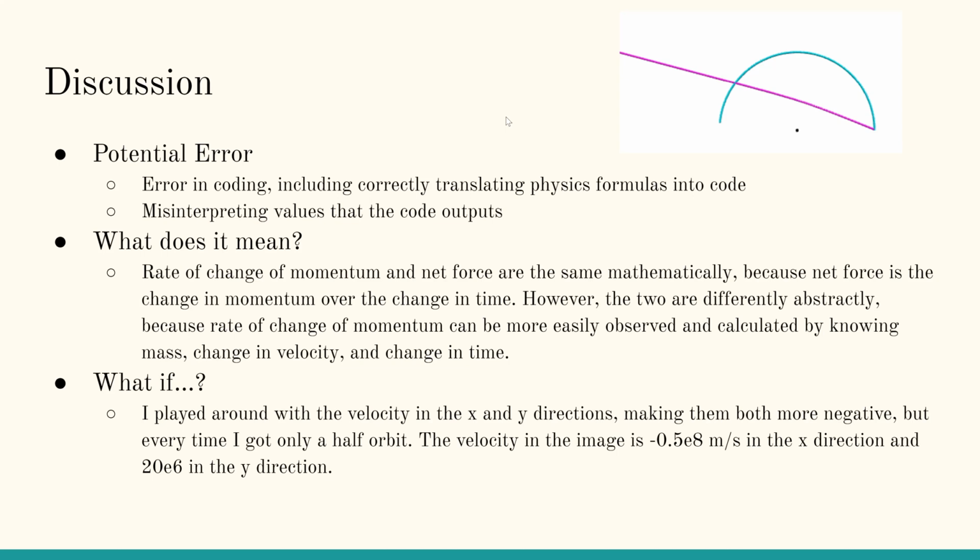And then what if I played around with the velocity in the X and Y directions and made them both more negative, trying to orbit the black hole? All I was really changing was the trajectory of the spaceship velocity. It was just changing that line, which is the pink line, but the blue orbit wasn't changing. It wasn't what I wanted to do. So I still can't figure that out, but it's okay.